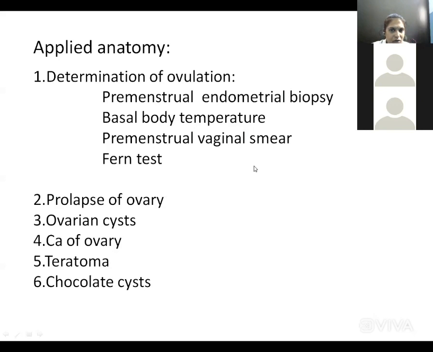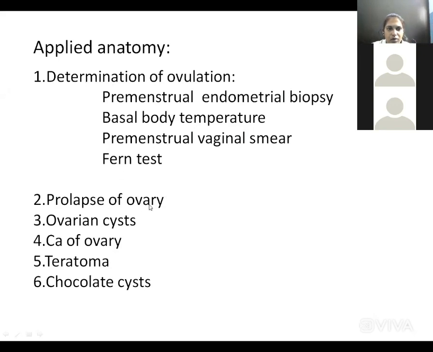And progesterone by corpus luteum. Corpus luteum is there, that means progesterone is there. So Fern test will be negative. And when estrogen is there, Fern test will be positive. That means ovulation has not occurred. This is the correlation. That is how you can determine the ovulation.